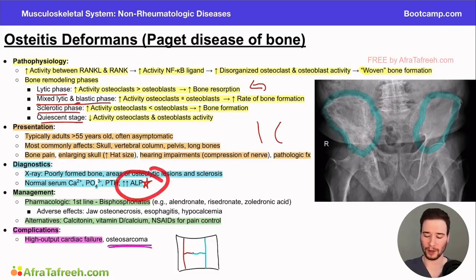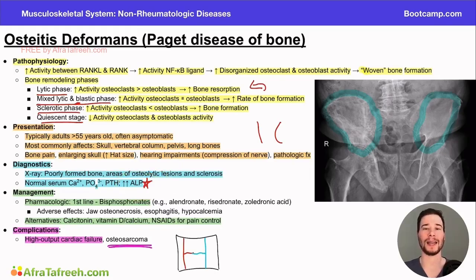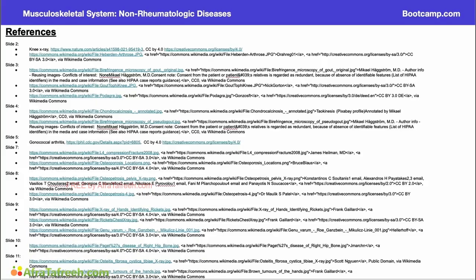The problem is purely in the fact that there's elevated alkaline phosphatase. And again, this has to do with the fact that we have elevated osteoblastic activity. When it comes to the management here, our first line is going to be bisphosphonates, which can interfere with osteoclast survival and hopefully slow down this process that we have going on up here. Complications, really, I want you to know two things: high output cardiac failure. Again, this has to do with the shunt formation and the osteosarcoma as well.